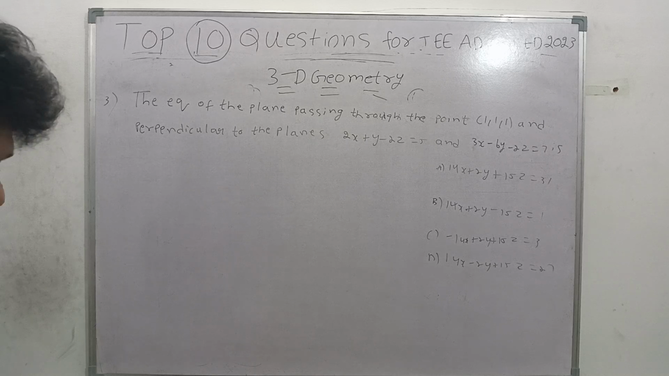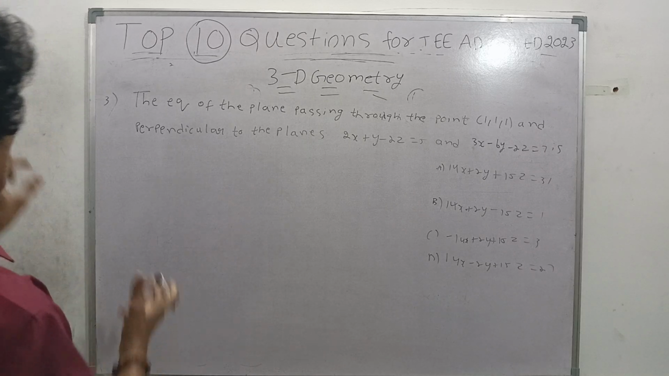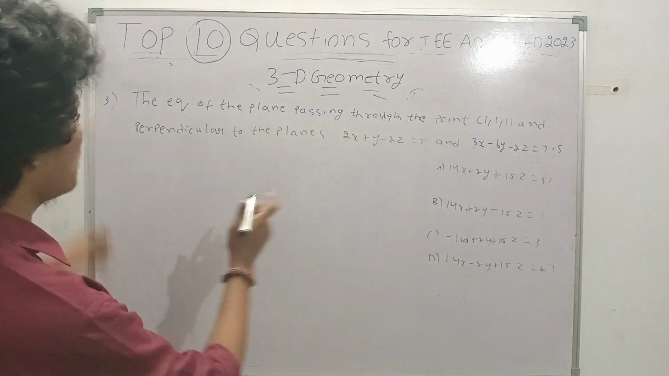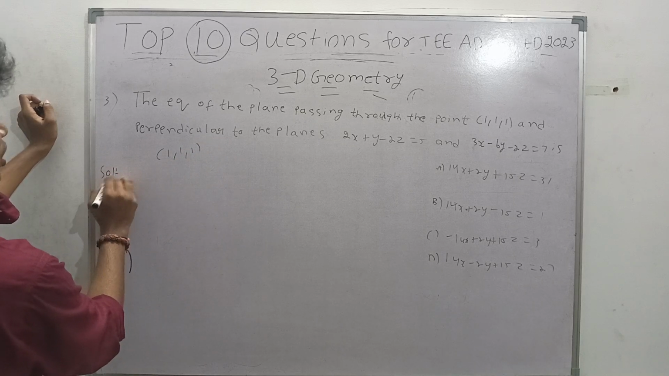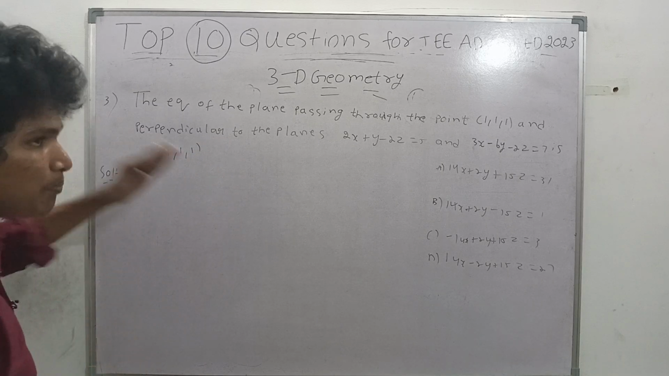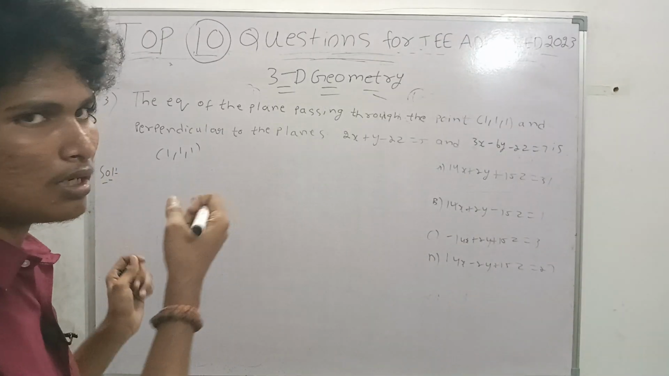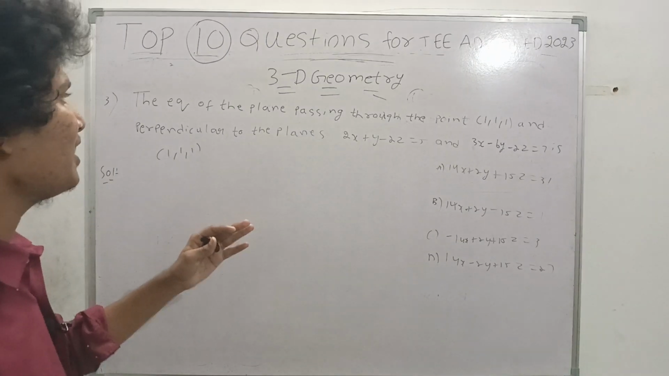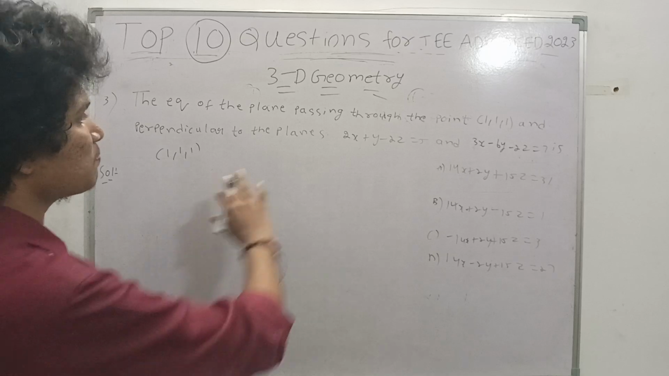Now let's solve this question. What they are saying is the equation of the plane passing through a point. They have given the passing point, that is 1, 1, 1. The plane should pass through the point 1, 1, 1, and it should be perpendicular to these planes.